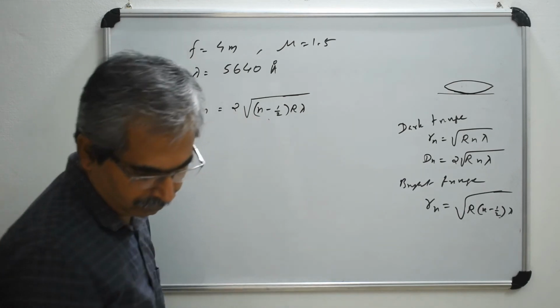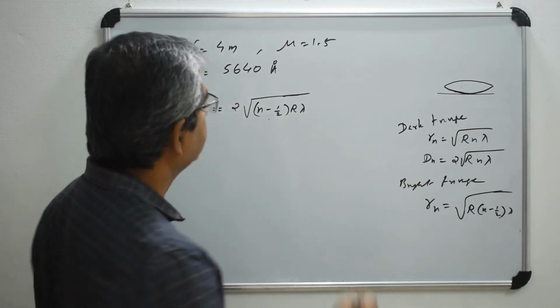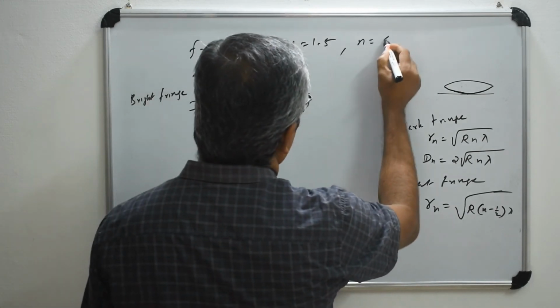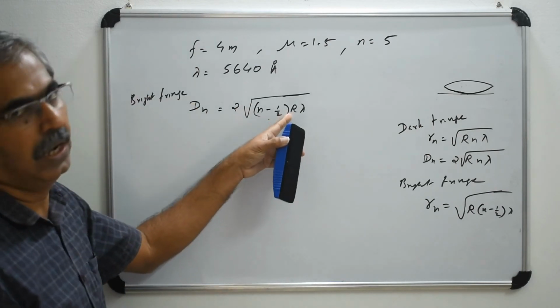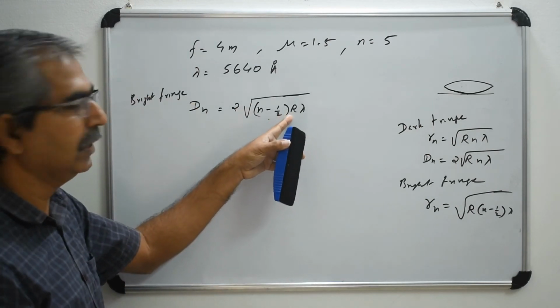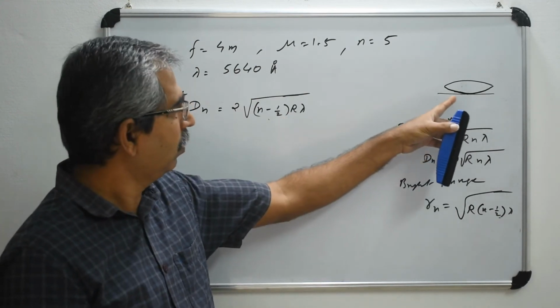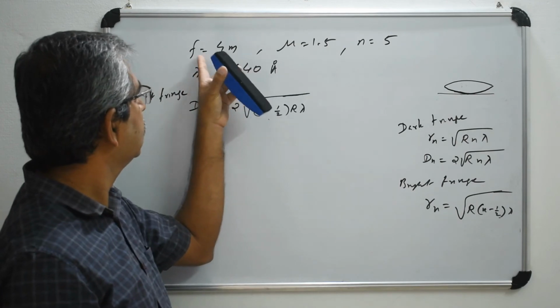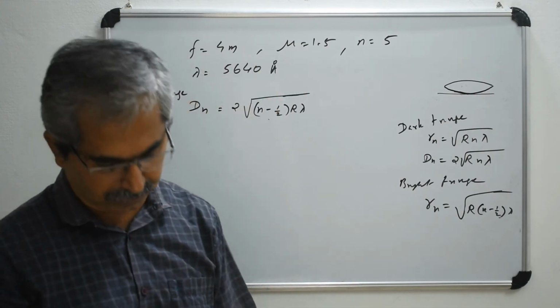Now lambda is given, and n is the fifth bright fringe, isn't it? N is equal to 5. Okay, fifth bright fringe. Now what is required is r, the radius of curvature of the lens. All that is given is the focal length f is equal to 4 meters, and the refractive index is given.